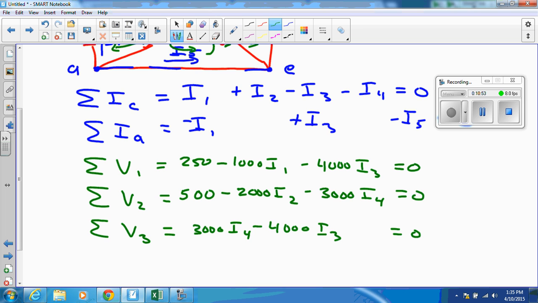Could you just go the other way around? Yeah. So then you would have a plus 1000 instead of negative 1000? We'd have minus here and plus there. Oh, sorry, no, it's 3000 times I4 minus 4000 times I3. So it doesn't matter which way you go? No, if you go the other way, you get this equation right here, which is the same equation as that one, multiplied by -1. You get an equivalent equation. Both of them tell you that 3000 I4 is equal to 4000 I3.